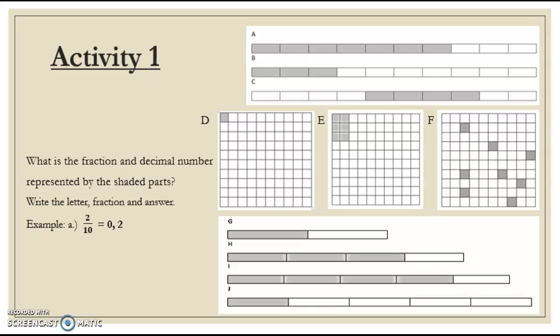Right, first activity. You're given 10 diagrams A to J, and I ask, what is the fraction and the decimal number represented by the shaded parts? Write the letter, the fraction, and the answer. For example, for A, you need to write a fraction and the decimal, and that will be for 2 marks.